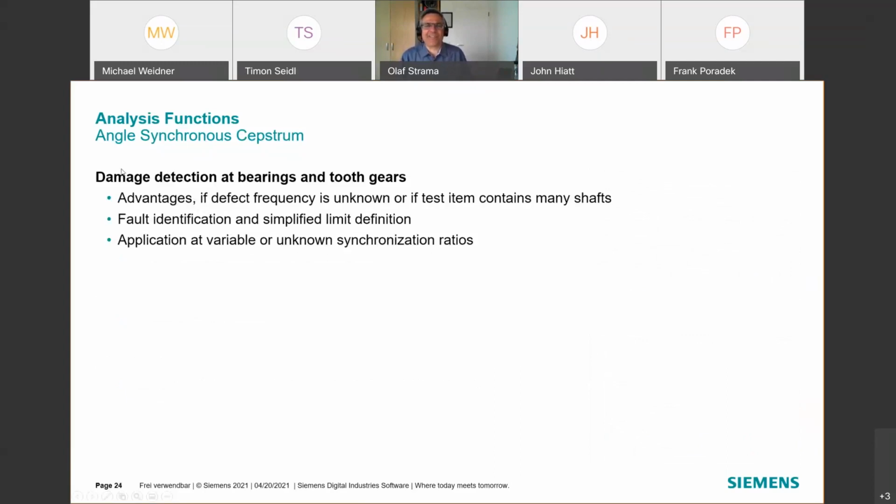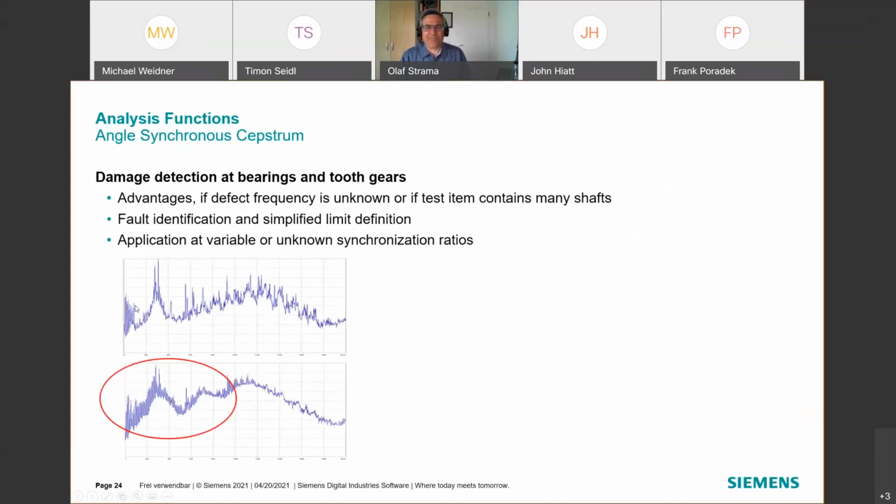we use another technique that we call angle synchronous cepstrum. A cepstrum is a quite old method. A cepstrum is a spectrum from a spectrum. That means I calculate an FFT from an FFT. And this helps me to assess periodic peaks in the spectrum.